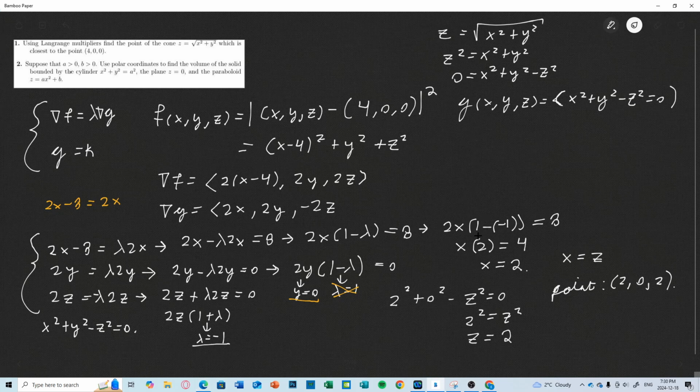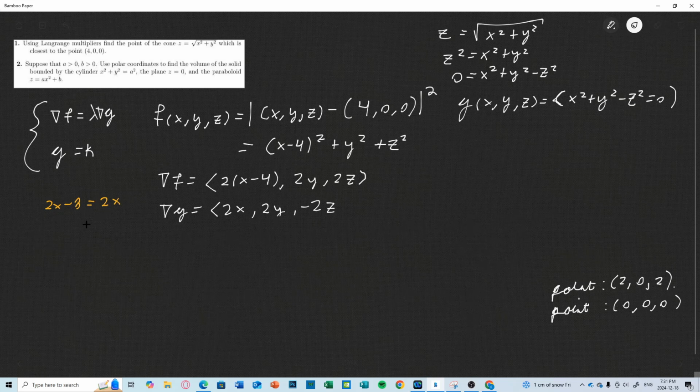And then we need our other point that would solve the constraint, keeping y at 0, which is going to be when x, y, and z all equal 0. So our second point is going to be 0, 0, 0.